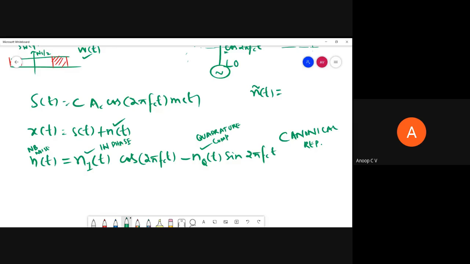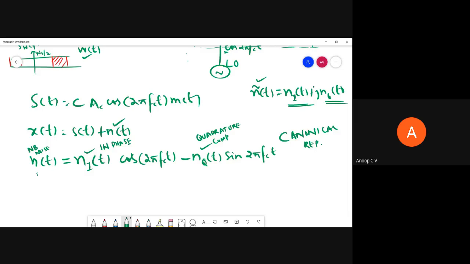I told you, the detailed discussion of canonical representation is beyond the scope of our syllabus, and you will be studying it later. But please remember, this is equal to n I of t plus j n q of t. If you revisit the video on the Hilbert transform and complex low pass equivalent of a signal, there you can see this complex low pass equivalent. So n I of t is the real part of n tilde of t, that is the complex low pass equivalent, and n q of t is the imaginary part.